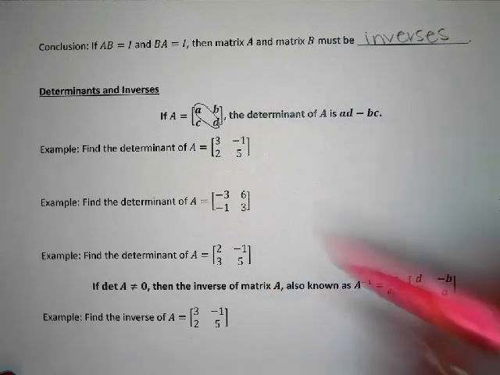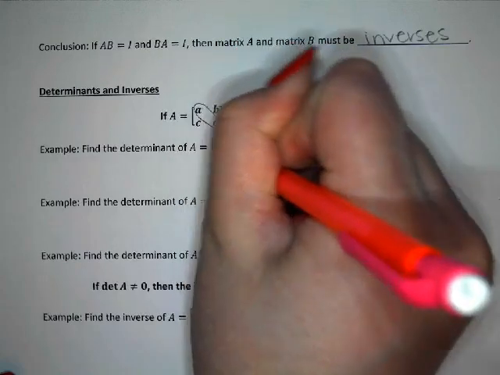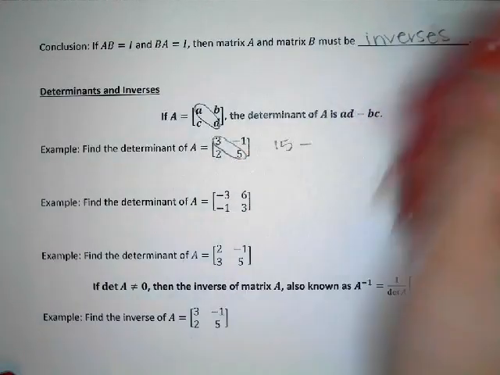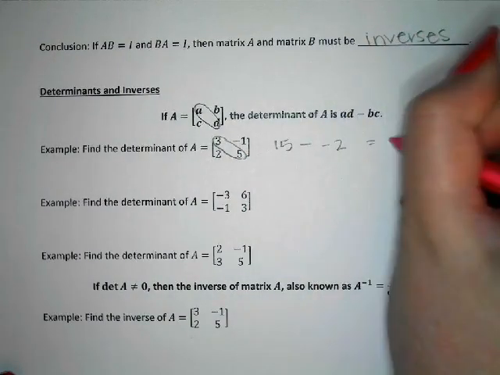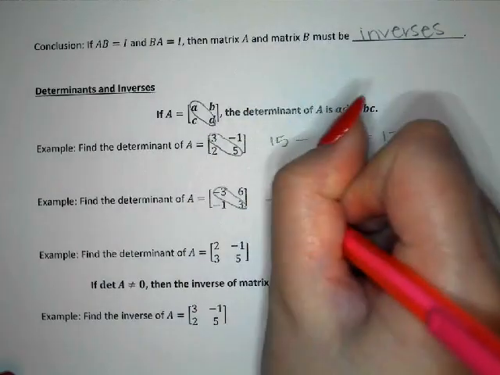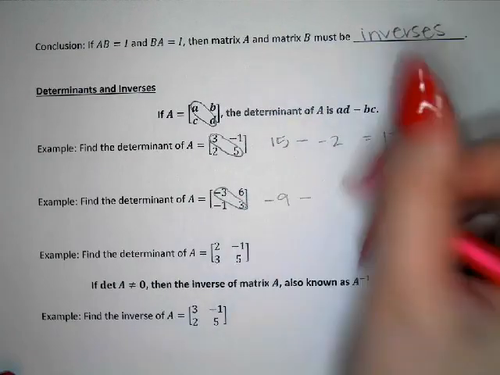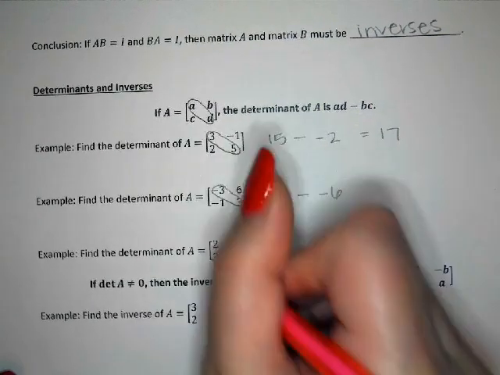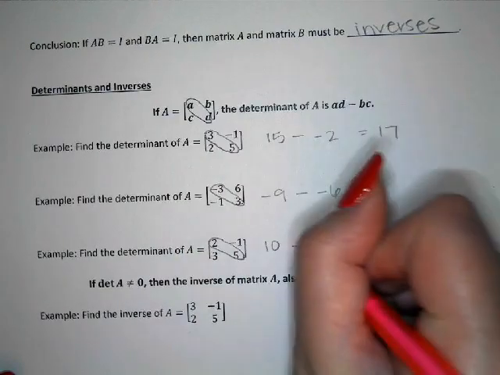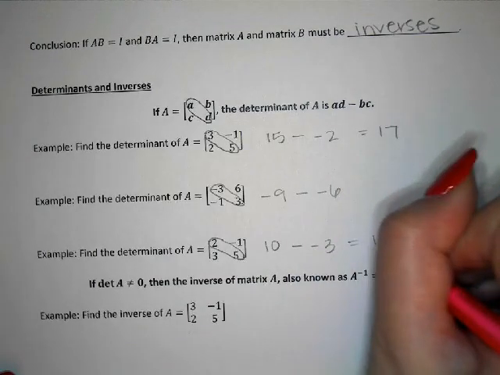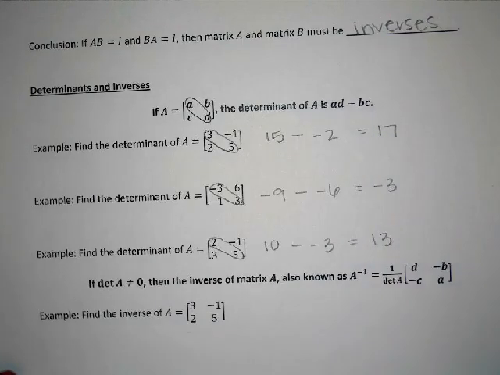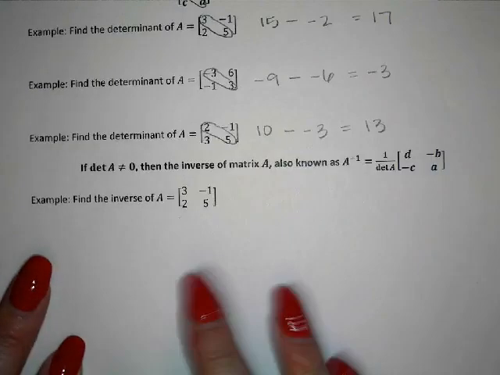So for this one, we've got ad is 15 minus b times c, -2. So this determinant is 17. Here our determinant is -9 minus -6. Here our determinant is 10 minus -3 is 13. Forgot to write the answer here. -9 plus 6 is -3. Okay, so there's our 3 determinants for the first 3 examples of inverses we're going to find.